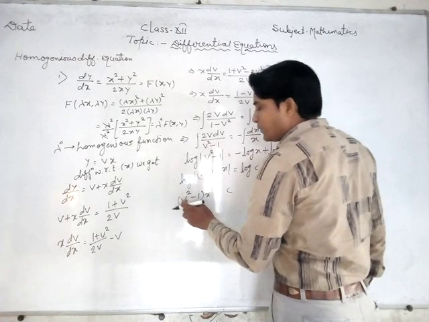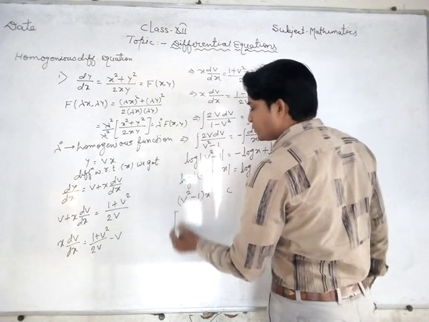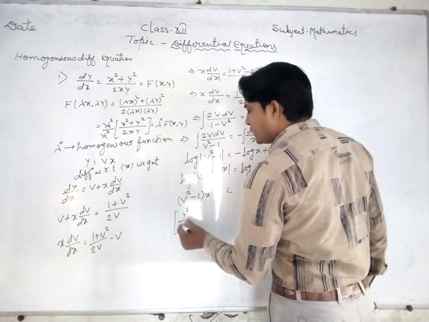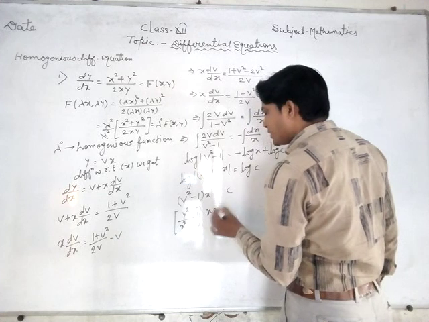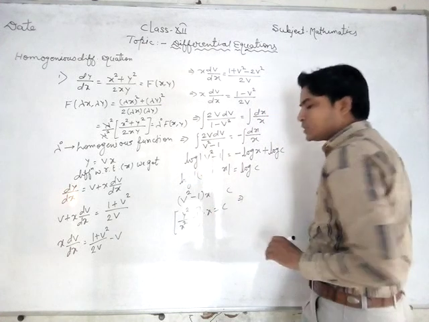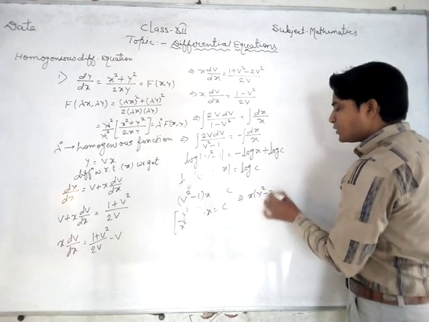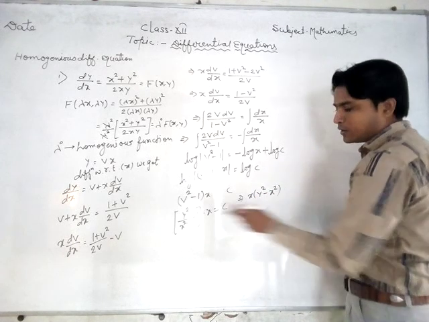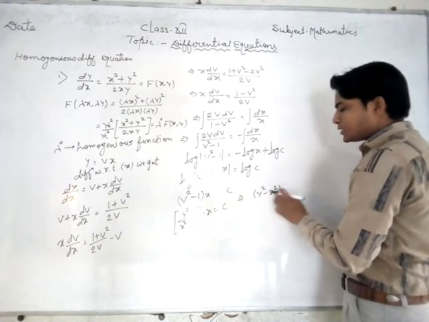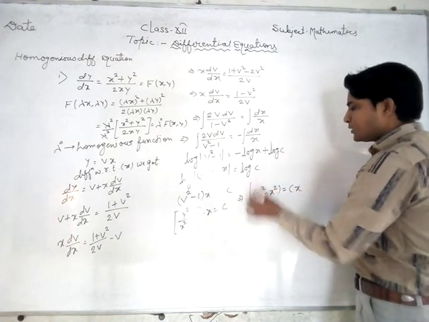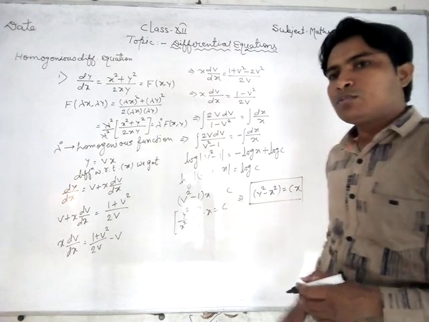Now we put y equal to vx, so v is equal to y upon x. We get y square divided by x square minus 1, into x, is equal to c. After taking the LCM, x and x will cancel out, then y square minus x square is equal to cx. So our final answer is y square minus x square equals cx.